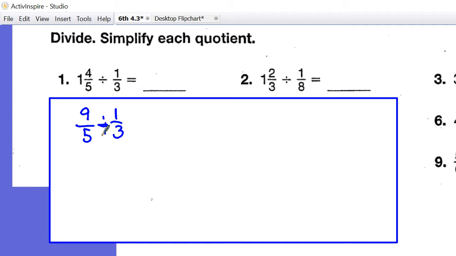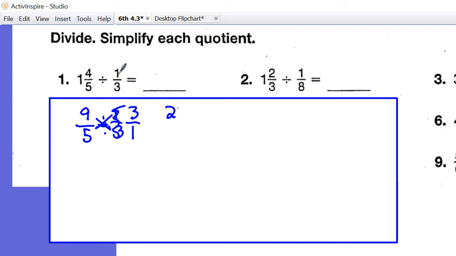The second step is to then multiply by the reciprocal of the second term. The second term gets rewritten as 3 over 1. Then I should check to see if anything simplifies. 9 and 1 don't share a factor other than 1. 3 and 5 don't share a factor other than 1. So I now multiply my numerators and my denominators.